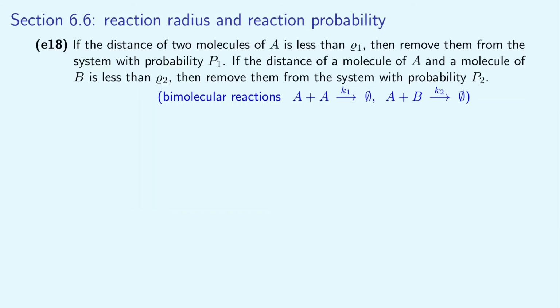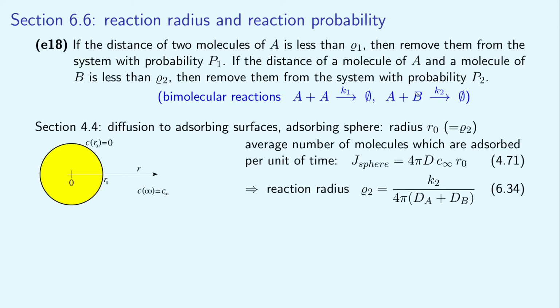To conclude this lecture, let me mention a few words about section 6.6 on reaction radius and reaction probability. To apply our molecule-based model, we need to find a way how to calculate their values given the rate constant of the corresponding chemical reaction.